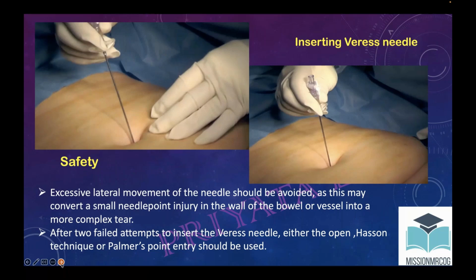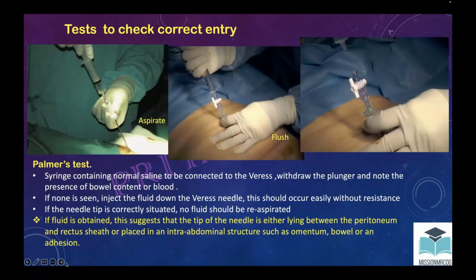So this was the question I was asking you. These are the safety things. Every part you have to explain to the junior colleague. Now, once the Veress needle is in, another safety is that we have to check whether the Veress needle is in the abdomen or not. There are two types of tests: one is Palmer's test, another is the insufflation test.